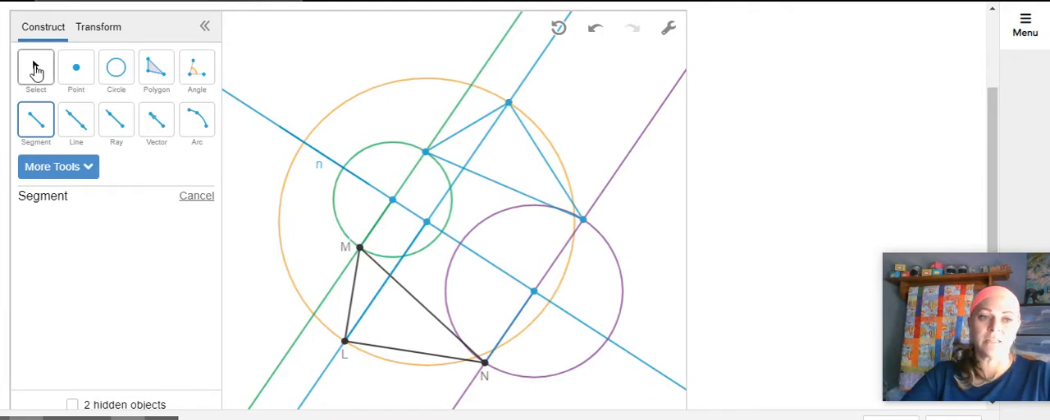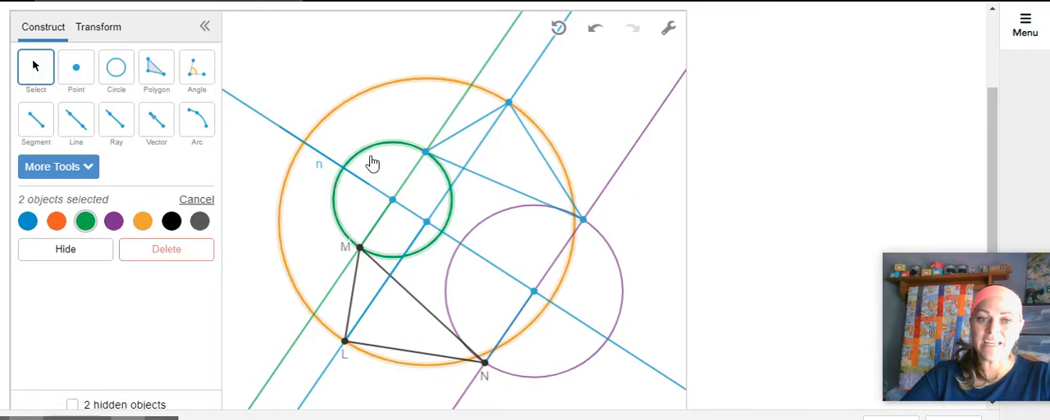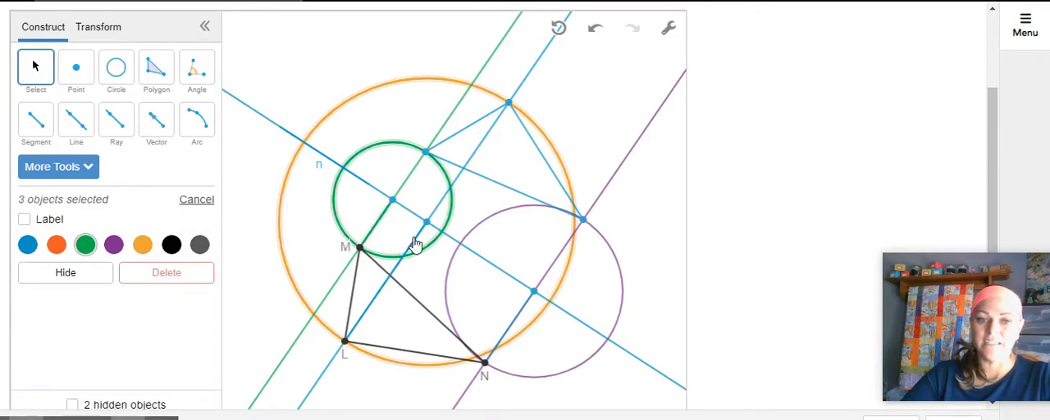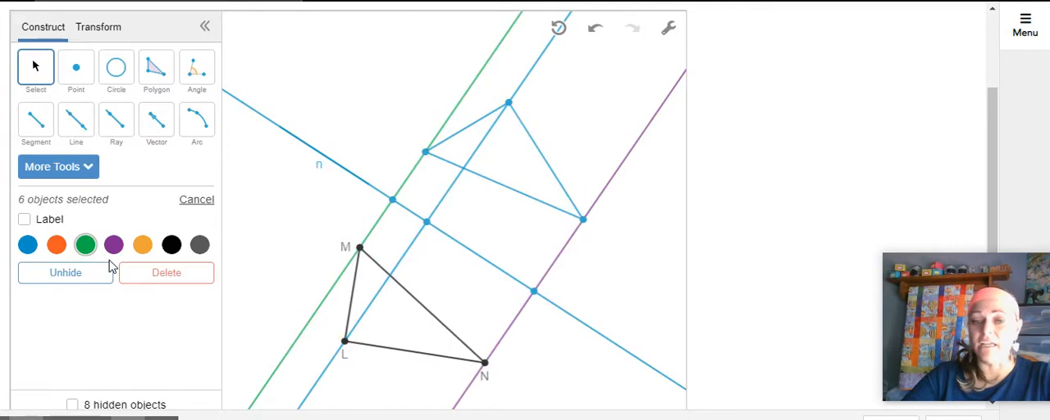What's cool is you can go back to the arrow or the selection tool, and I can click on everything I don't want to see. We'll try there and see if I got everything. If not, it's okay. So I'm going to say hide. Oh, I actually got a lot. So I could get rid of these lines as well. But as you can see, the distance from M to the line of reflection is the same as from the line of reflection to M prime.